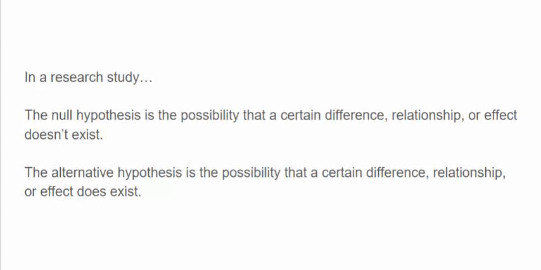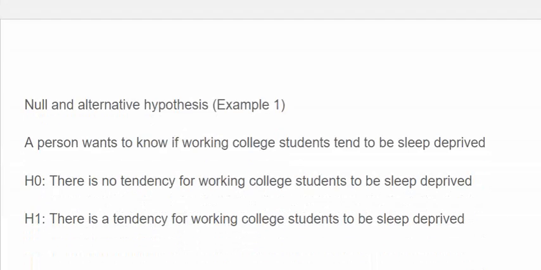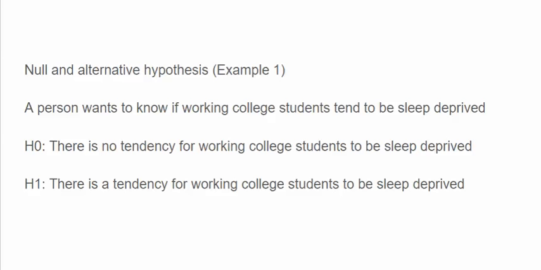So now let's move ahead. And next, I just want to give a few more scenarios, and in each scenario, show you what the null and the alternative are in that scenario. So here's our first example. This is actually one that we've talked about already.